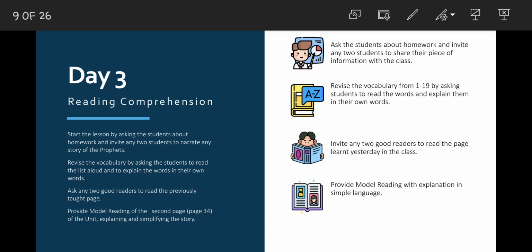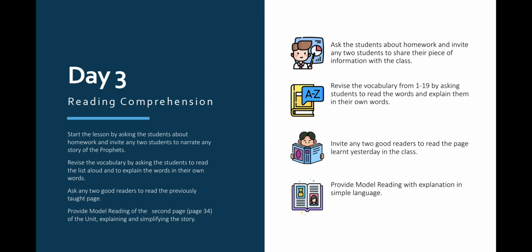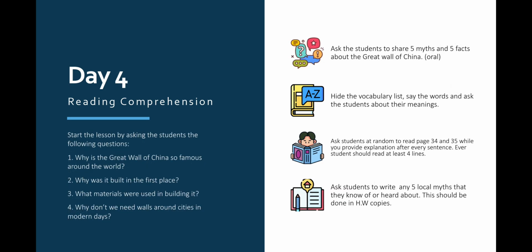Ask any two good readers to read the previously taught page. So, the page 1, the first page of this unit that you have taught, ask any two good readers to read it and the rest of the class to listen. Provide model reading of the second page, which is page number 34, and explain. So, these are the 4 major things that you will do. The students will share their information, you will revise the vocabulary, 2 good readers will read, and then you will carry on with the model reading.